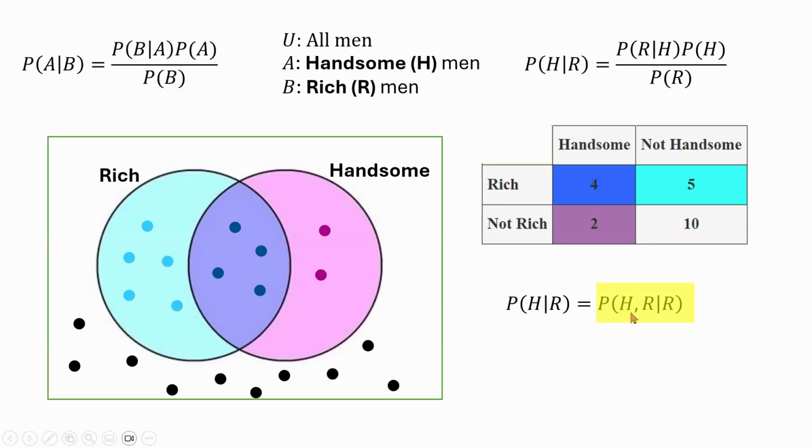So who are these people basically? People who are rich and handsome are actually these people given rich. That means this entire circle right here. So we have four people who are both rich and handsome, and we have total how many? We have total nine people who are rich. So we can just count. We can count the number of rich plus handsome people, and we can count the number of rich people. If we do the division, we are going to get the probability. So nothing complicated so far, right? Okay, so let's move forward.